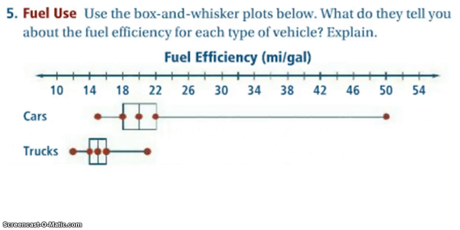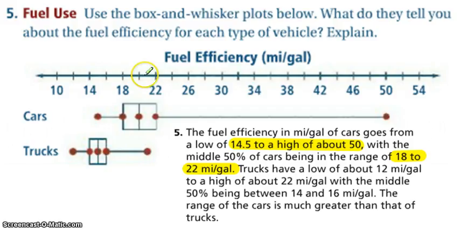So write out a statement of what you think the box and whisker plot here shows us about the fuel efficiency of cars compared to trucks. The biggest difference I see here between cars and trucks is the range. My minimum to maximum in cars is from about 14.5 to 50, whereas in trucks it's only from about 18 to 22. So man, that range is a whole lot smaller when I'm looking at purchasing a truck.